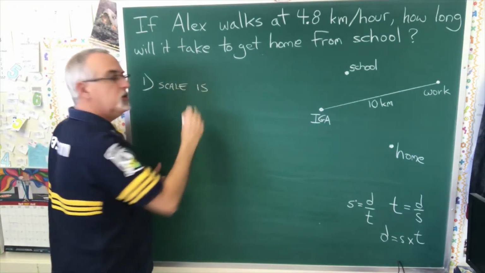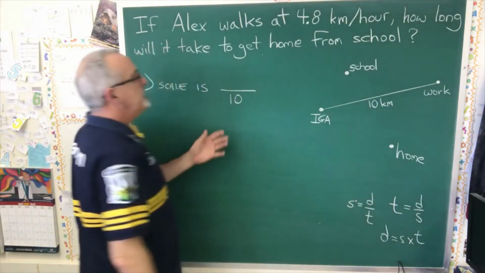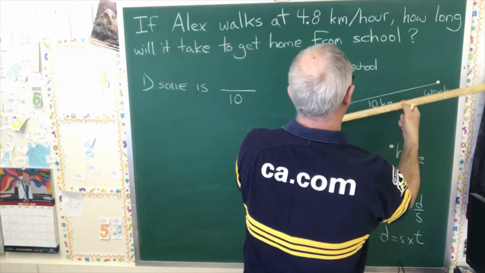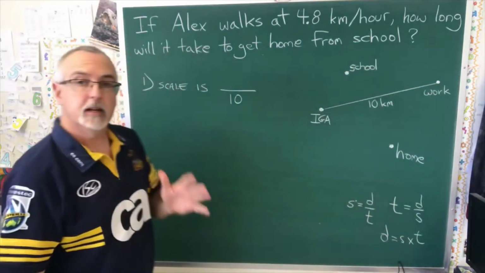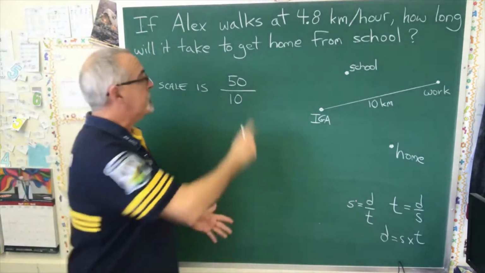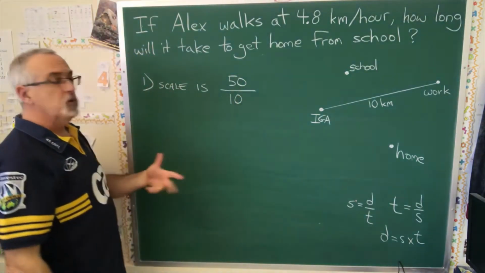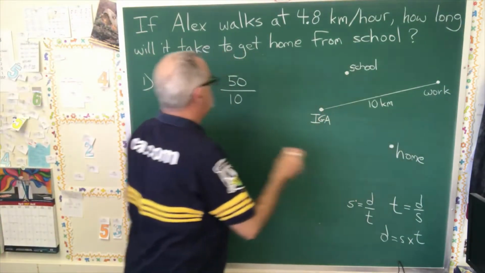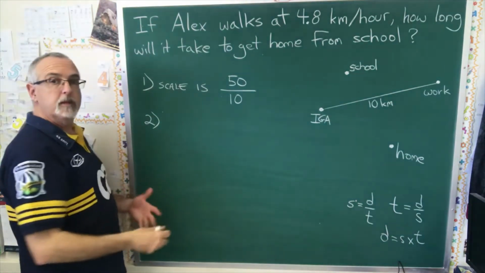and it's going to be a usual ruler over real scale, and the real is 10 kilometers. So what's the ruler? I have to measure this. And it's 50 centimeters. So 50 ruler over 10 real. Remember, the ruler is in centimeters, the real is in kilometers. But that's okay, I need to do a proportion so that I can figure out how far school is from home.